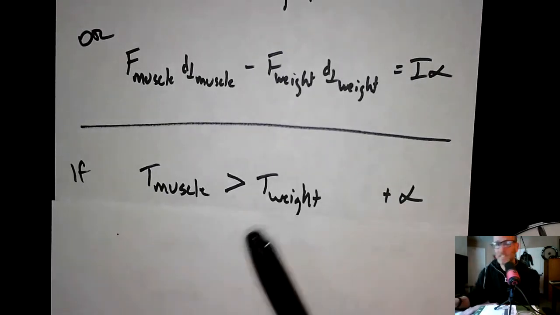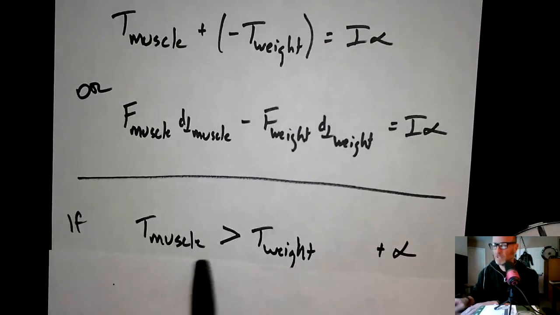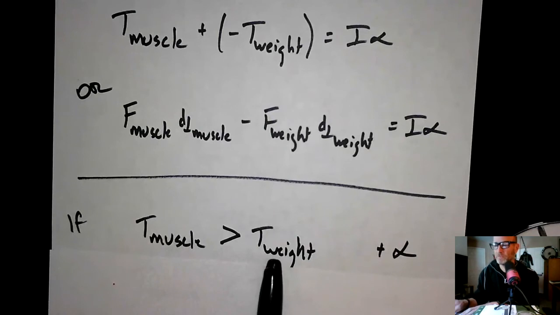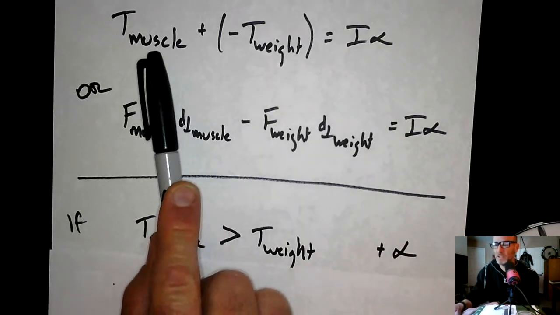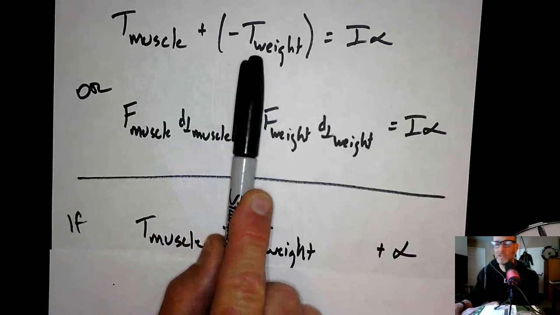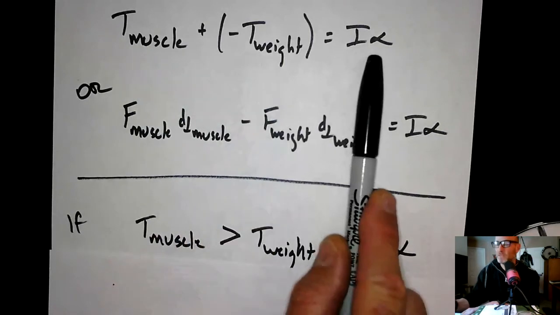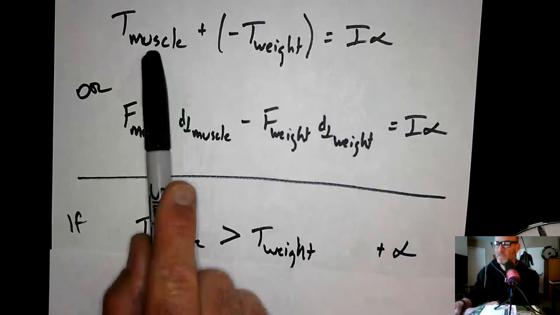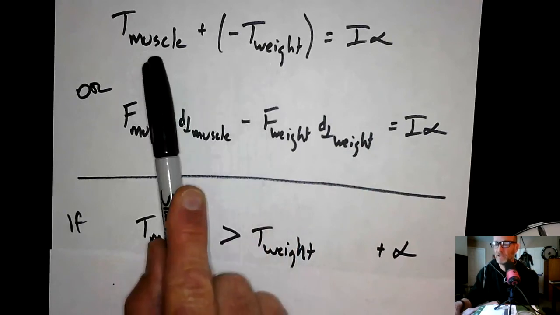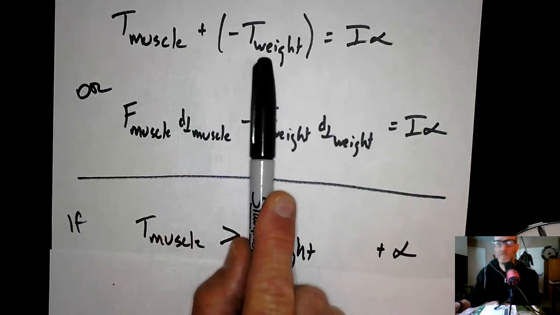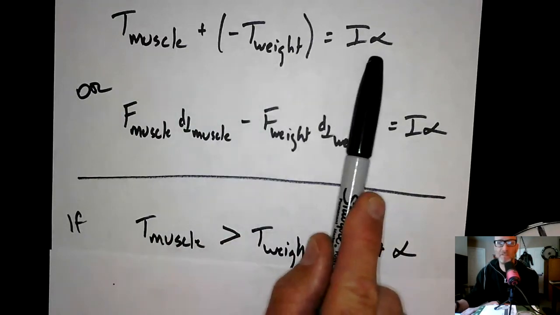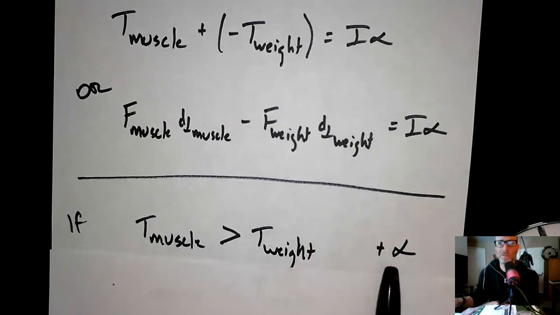So let's look conceptually at what happens if the torque due to the muscle is greater than the torque due to the weight. If we go back up to this equation, if the torque due to the muscle is greater than the torque due to the weight, what direction will the acceleration vector have? Moment of inertia is always going to be positive. So if this is 100 newton meters and this is 50 newton meters, 100 minus 50 is a positive number. So angular acceleration will be positive.